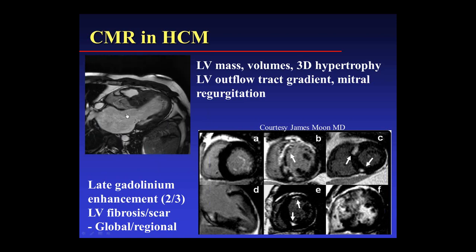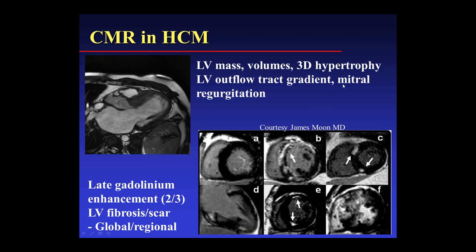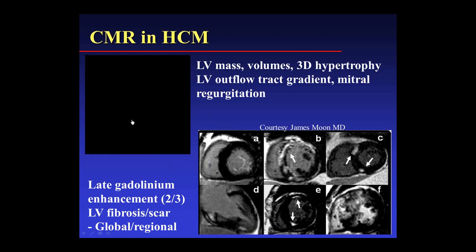Cardiac magnetic resonance is the most accurate way of measuring left ventricular mass, or the actual weight of the heart, and the LV cavity volumes. We can also measure the outflow tract gradient in a similar way that echo does, and we can assess the leakiness of this mitral valve, so-called mitral regurgitation. This particular individual has very mild mitral regurgitation.